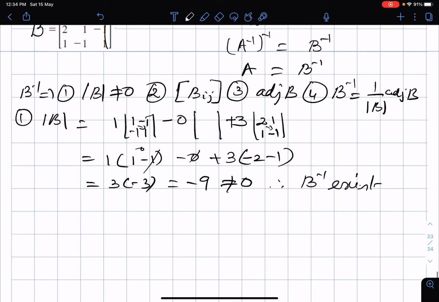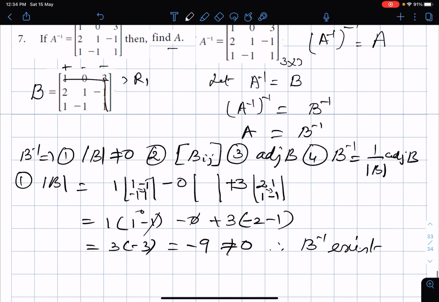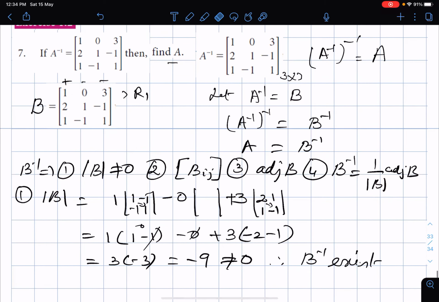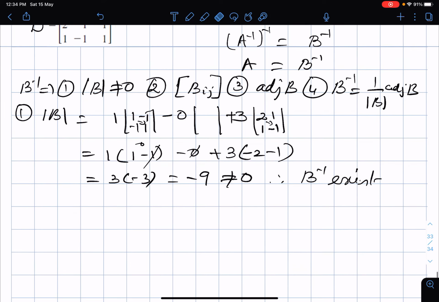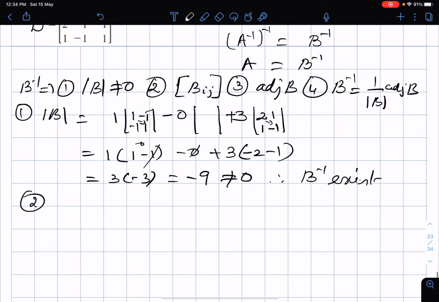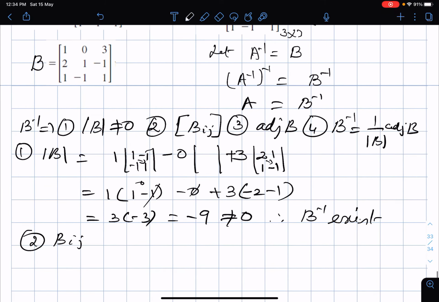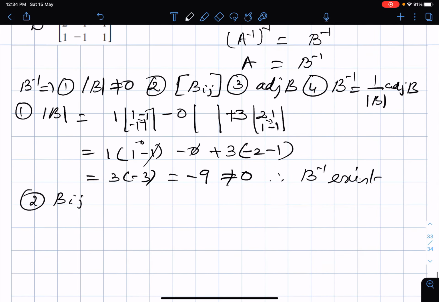Now coming to our second step. Since this is a 3 cross 3 matrix, we are going to do our cofactor matrix. Okay. Next second step is going to be Bij. For that sign convention, you know that. Now this I am going to copy and paste it here. Okay.